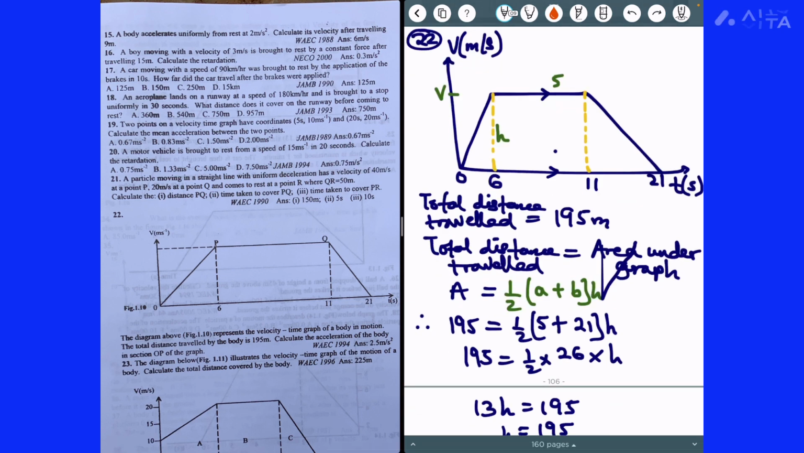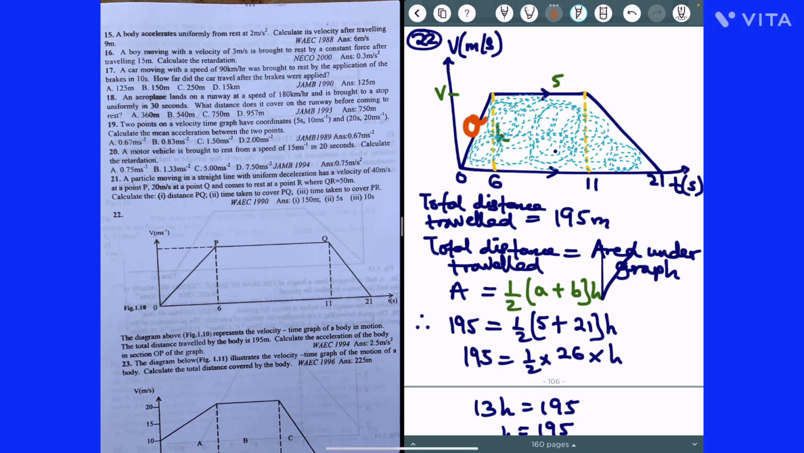Number 22 says, in the diagram above, calculate the acceleration of the body in the section OP of the graph. This is a simple question. Says the total distance traveled by the body is 195 meters. We should calculate the acceleration in this part. Now, in this question, notice that the total distance traveled is the area under the graph. The total distance traveled is the total area under the trapezoidal graph.